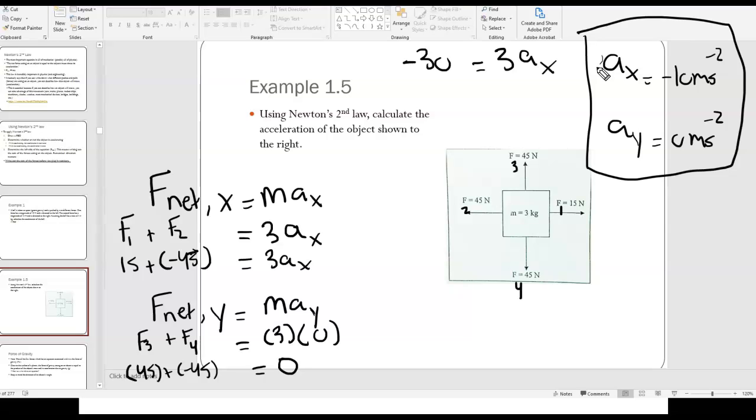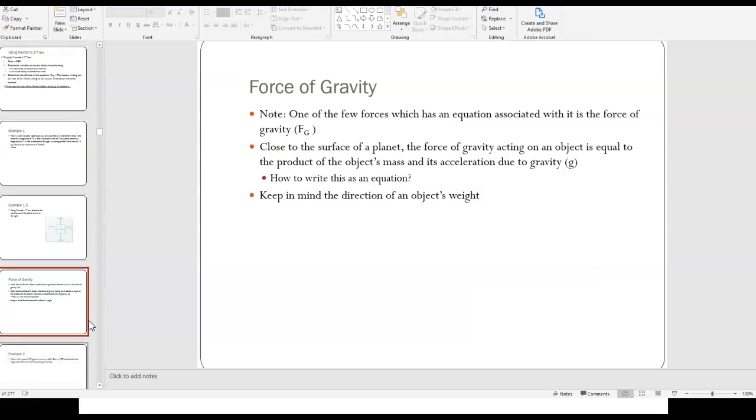Okay, so pause there if you need to look at that some more. Hopefully you're getting a little used to the process of solving second law problems. Before we do any more second law problems, there's something else I want to talk about. There's not a ton of equations in this unit, but one of the equations we're going to be working with a lot is the equation for the force of gravity.